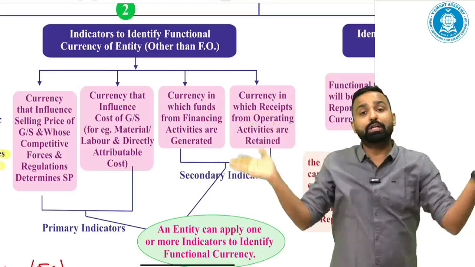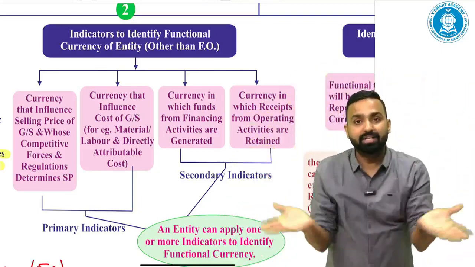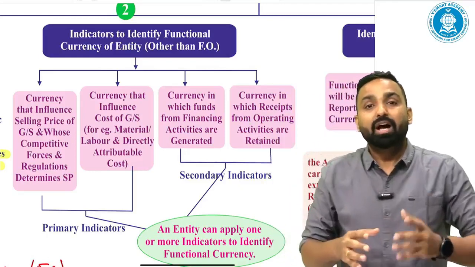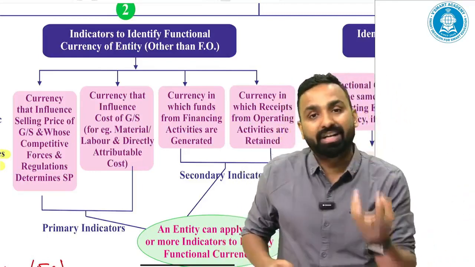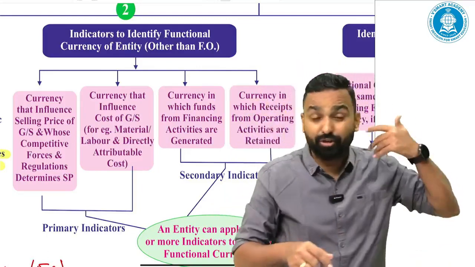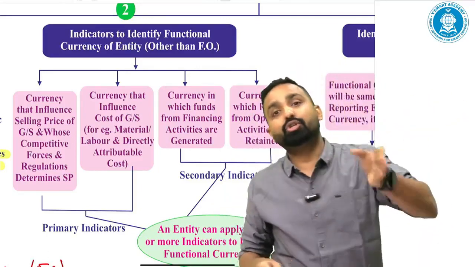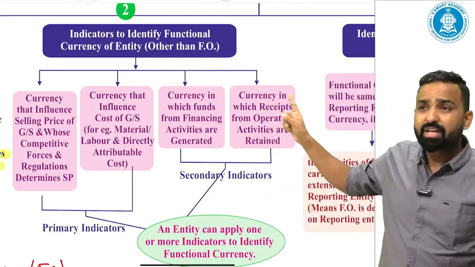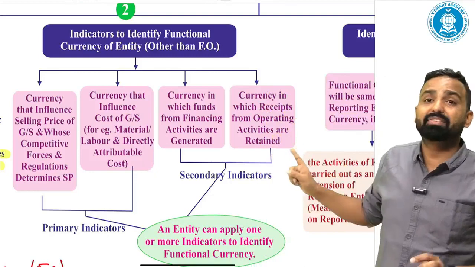So out of your total funding of equity capital, preference capital, debentures, long-term loans and borrowings, if the major amount of funds is generated in India, then your Indian currency is the functional currency. If generated from the US, then your US dollar will be the functional currency. Understood or not? Next, currency in which receipts from operating activities are retained.